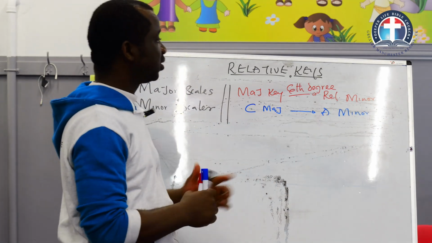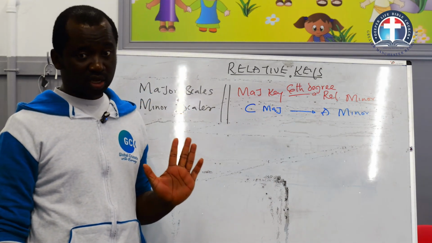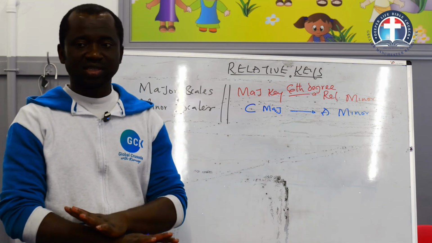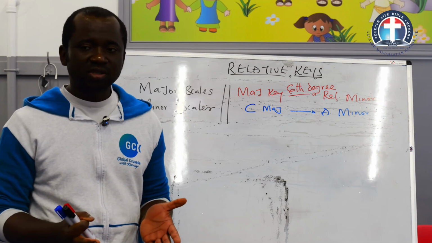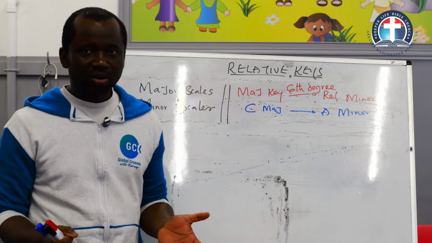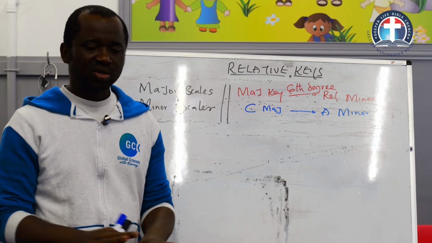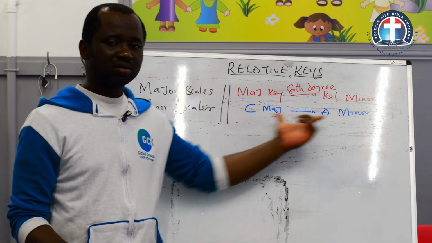So what that simply means is that these two, they are not the same key, so do you understand? C major and A minor, they are not synonymous, but the only thing is that they share something in common. What do they share in common? The same key signature. That's why we say relative keys. The only thing that is similar is the key signature. Like, this is natural, this is natural.